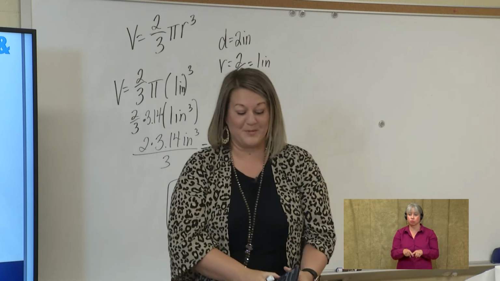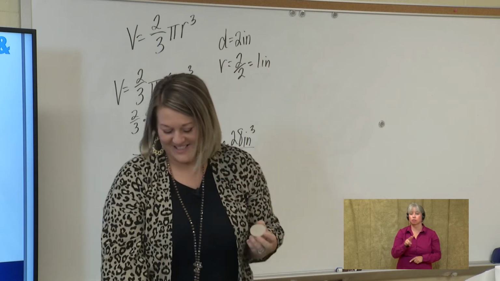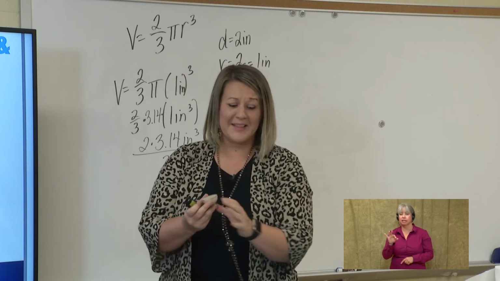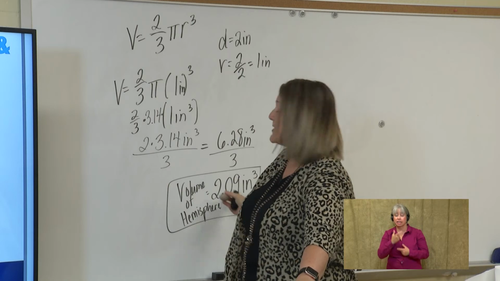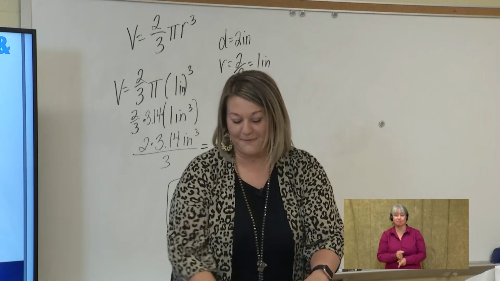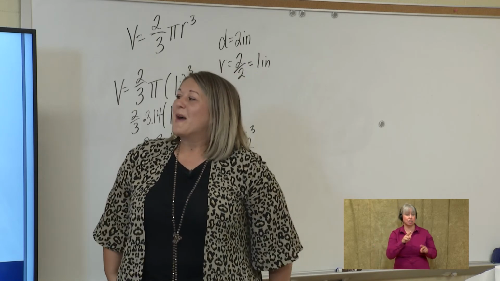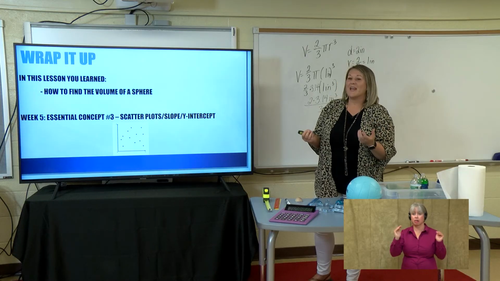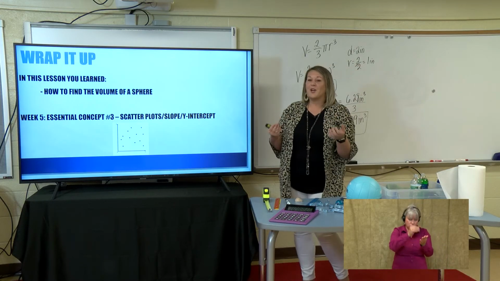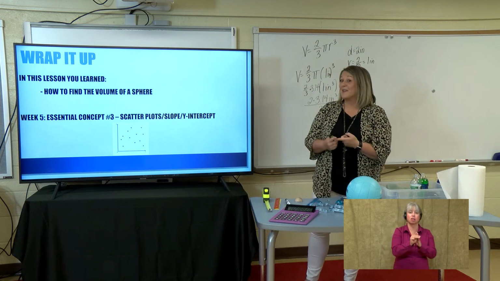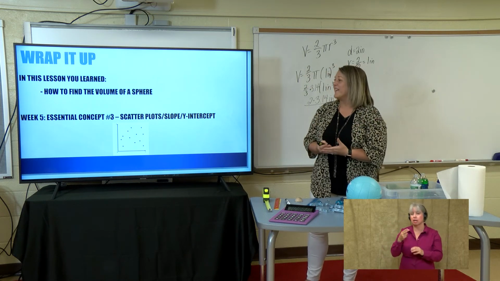2.09 inches cubed here for the volume of this. Interesting, right? A lot less. This is 2.09 for this half of one. Remember, this was 310 something. So we're going to wrap it up here. Our lesson today, what we learned is the volume of a sphere. We also learned the volume of a hemisphere by just taking half of it.